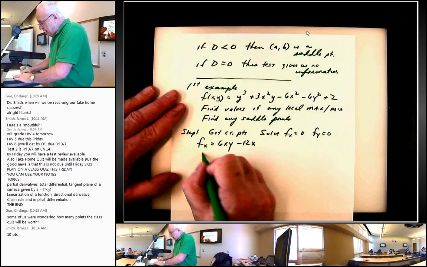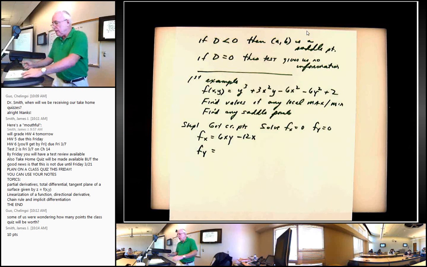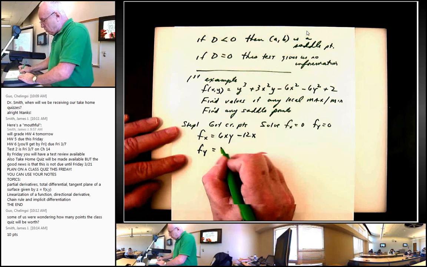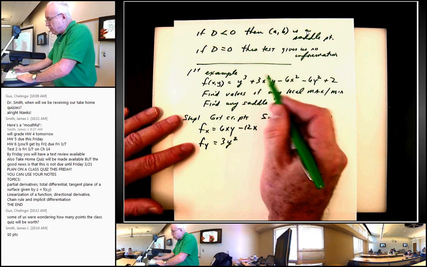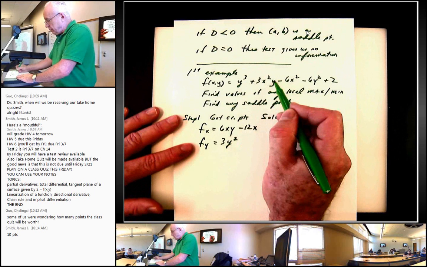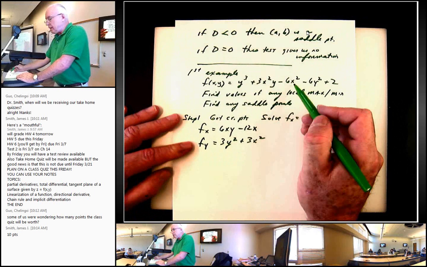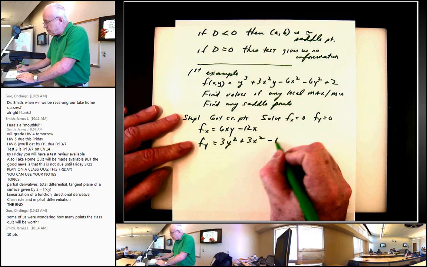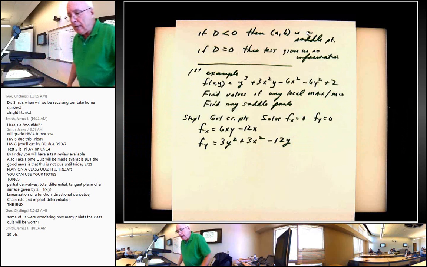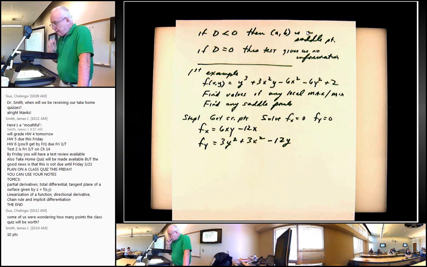Okay. And now let's get fy, where x is a constant. Now here, our first term will become 3y squared. And remember, x is a constant, so this all sticks around here, but our y goes to a 1. So this is plus 3x squared. X is a constant, minus 6x squared goes to 0. Minus 6y squared becomes minus 12y, and 2 goes to 0. Oh boy, okay. So we set both of these equal to 0.